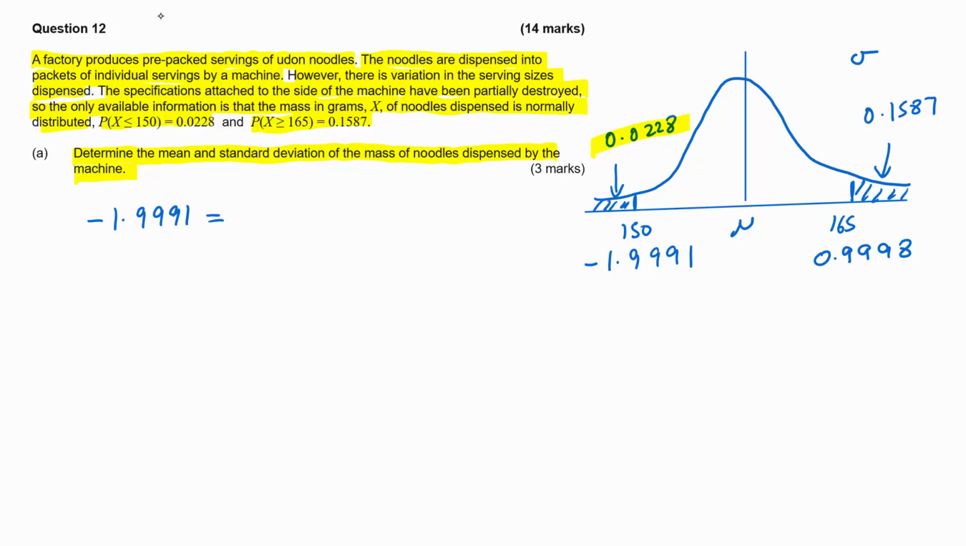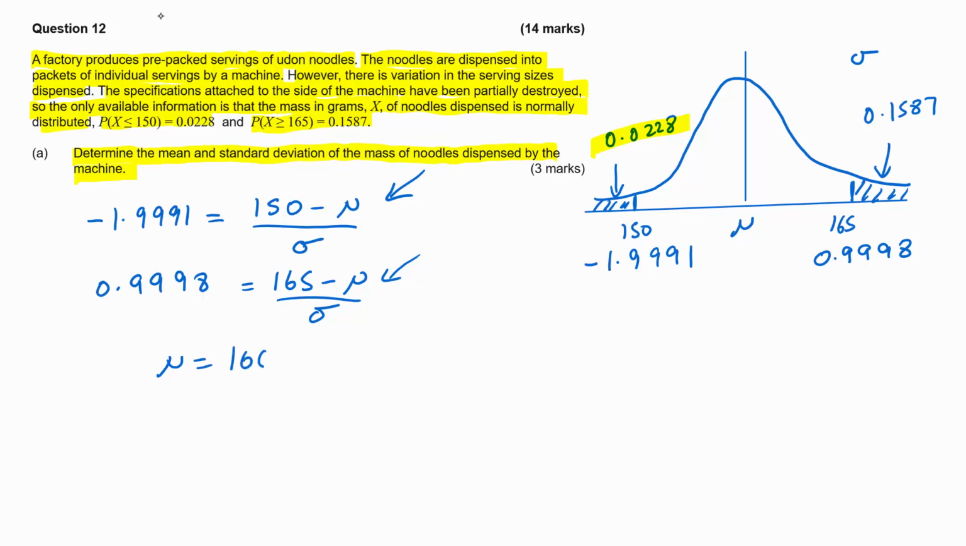So negative 1.9991 is equal to 150 take away mu over sigma. That's just a z-score. And 0.9998 would be equal to 165 take away mu over sigma. Again, just a z-score. And we could rearrange this, but you don't need to. You can just put that in the simultaneous equation solver and you'll get that mu is equal to 160 grams and sigma is 5 grams. It may take a little bit of rounding to get there, but not very much.